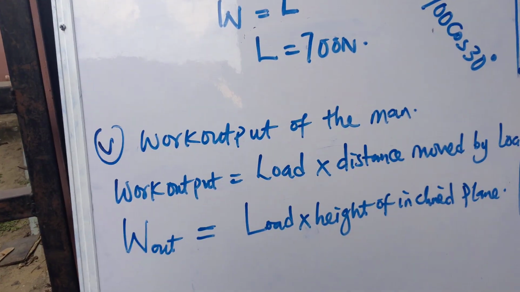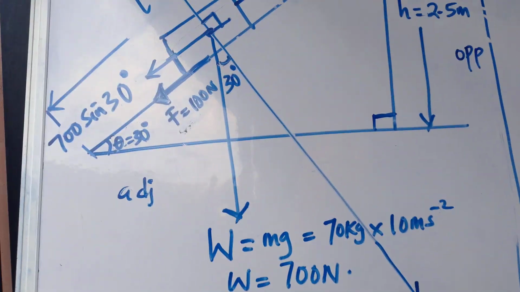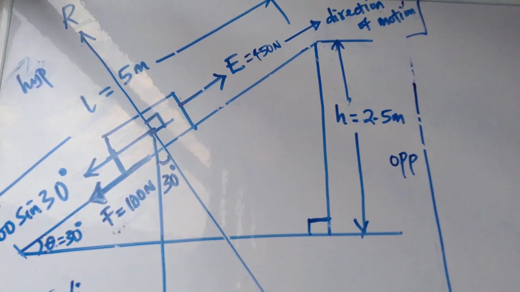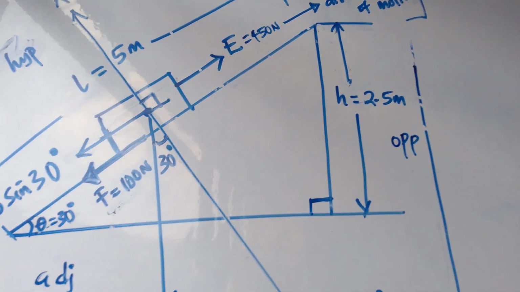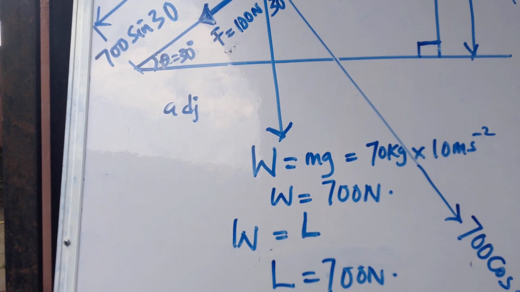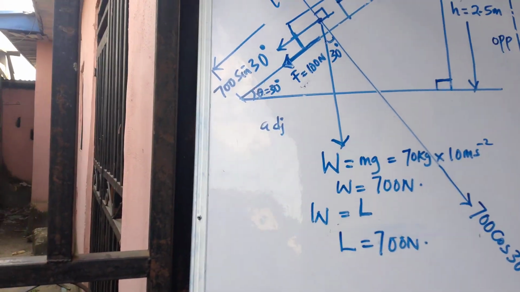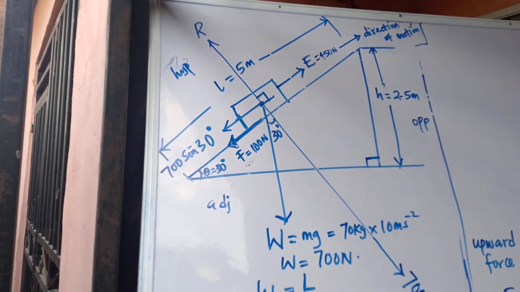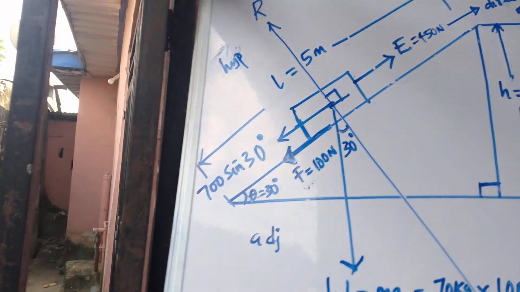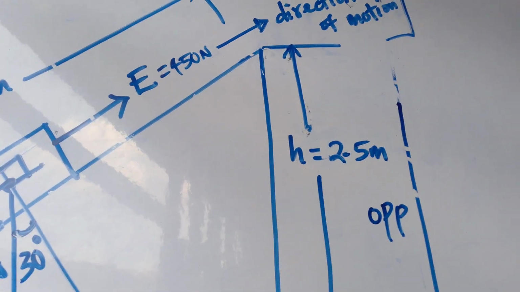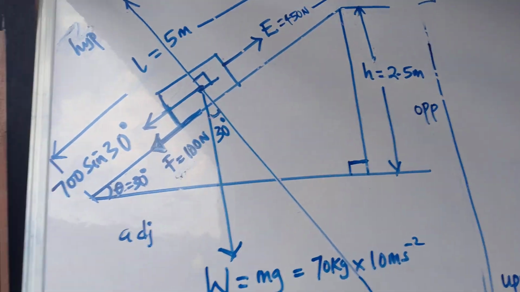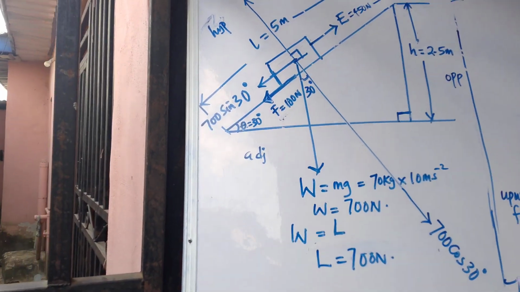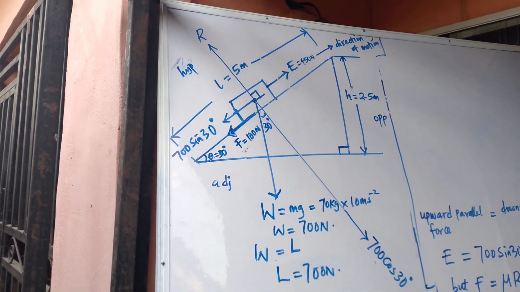Okay, so that is it. If you look at that diagram now, you see that the height of the inclined plane is 2.5 meters and the load is 700 Newton. The load is 700 Newton, while the height of the inclined plane is 2.5 meters.